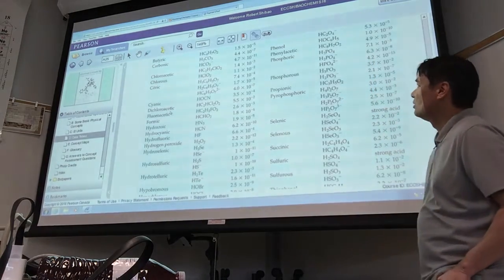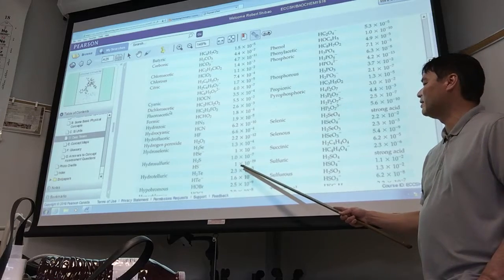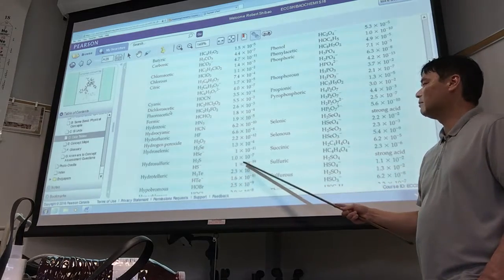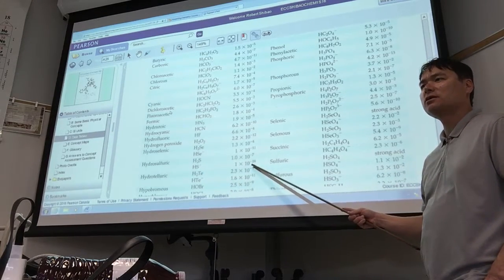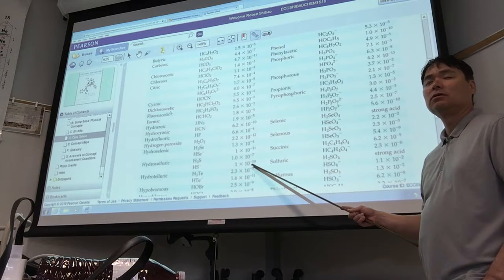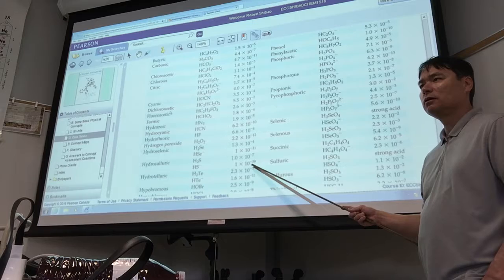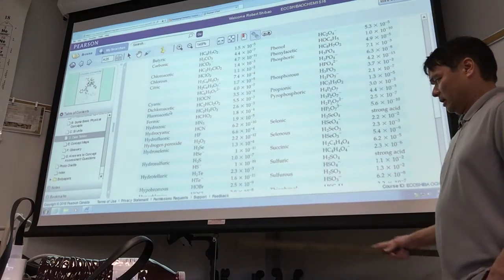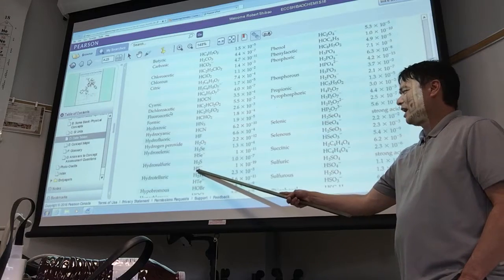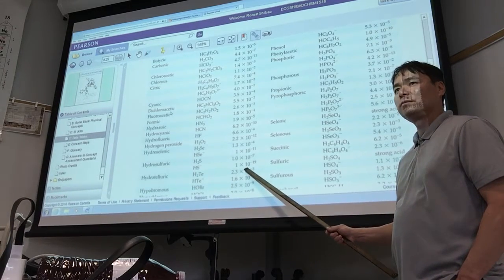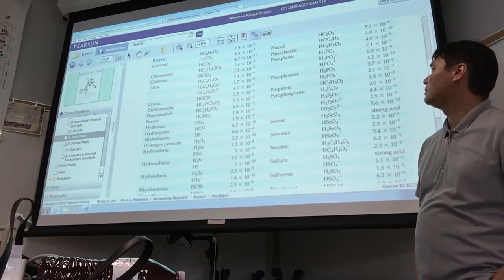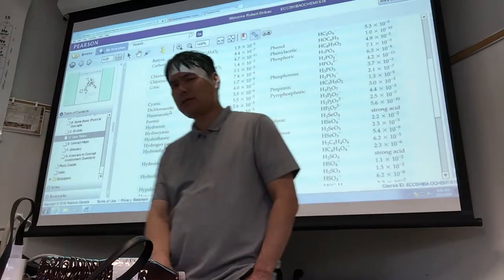There's some that are unusual. In this case, look at this one here, HS minus, the hydrogen sulfide ion, 10 to the minus 19. 10 to the minus 19 is actually smaller than water. You know, water is 10 to the minus 14 for the hydrolysis of water, that is the ionization. And so this is actually a weaker acid than water. This will play into the way we solve things stepwise.